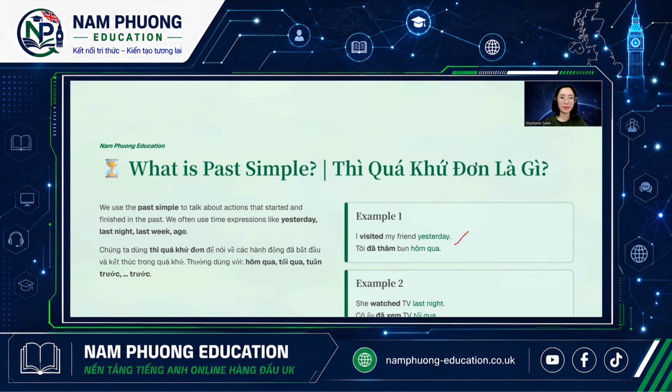Another example, she watched TV last night. She watched TV last night. Please repeat. Good job. The action happened in the past and is finished. When we use the past simple, we often see time expressions such as yesterday, last night, last week, ago, 2 days ago, or 1 year ago. These words help us know that the action happened in the past.